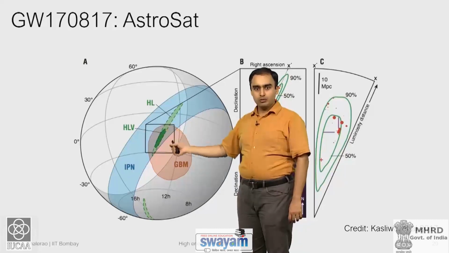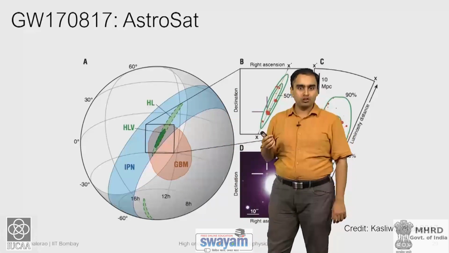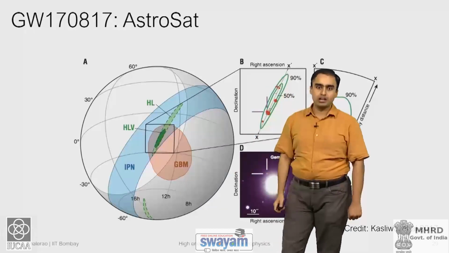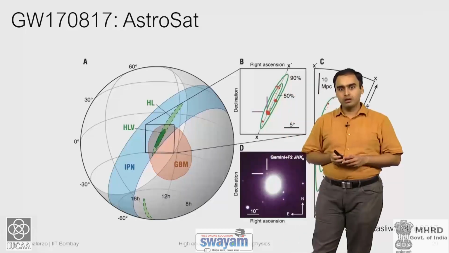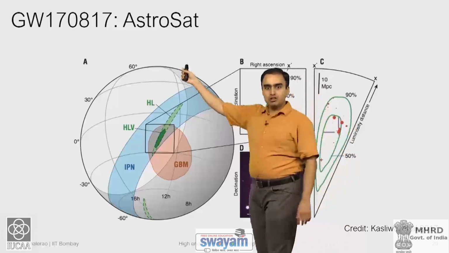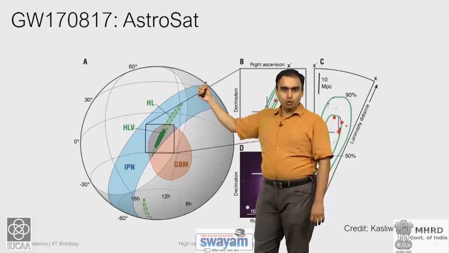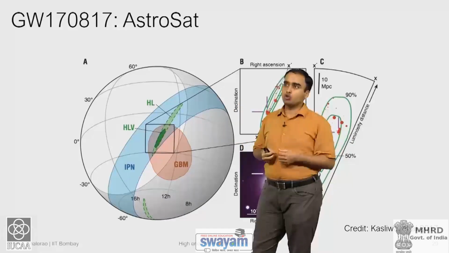This small green oval that you see in the center here is where LIGO finally localized that the source must have existed. The brownish circle which is marked as GBM is where Fermi said the source would have come from. And then you have this large circle drawn across the globe, the blue band, and that is where Fermi plus Integral together figured out where the source must be.